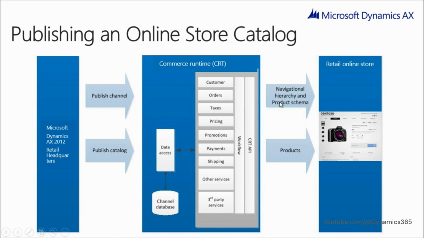Once the product catalog holds all the data, you will find the navigation hierarchy and the product schema getting updated to the term set. From the term set, the term store will pick the data and you will have a retail online store getting the values whichever you have published in the retail headquarters. This would be the end-to-end flow. Let's get back to my VM and we will have a look at how to publish the catalog.